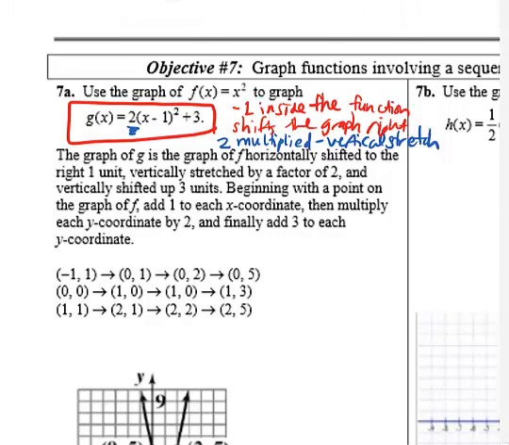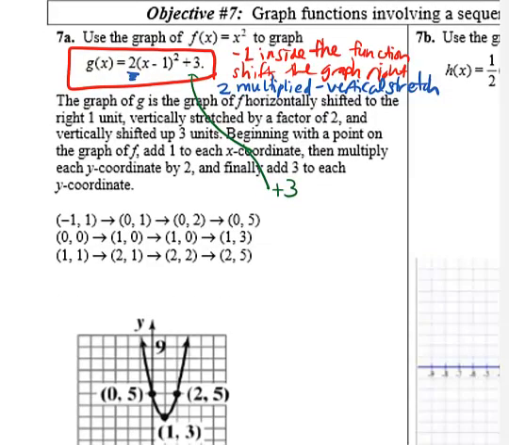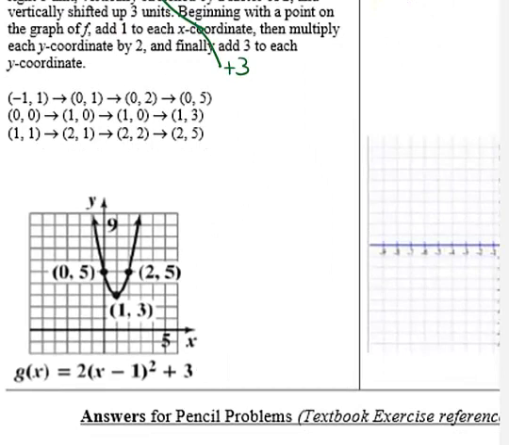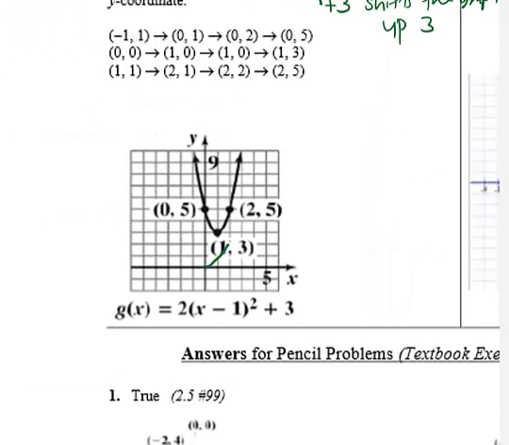Okay, and then the one we haven't talked about yet is the +3. I guess I ran out of room for that. Since the +3 is outside the function, it's just adding at the end. That's the very first thing we talked about. That's going to be a vertical shift. Shift the graph up 3.